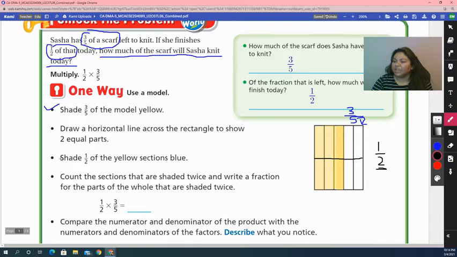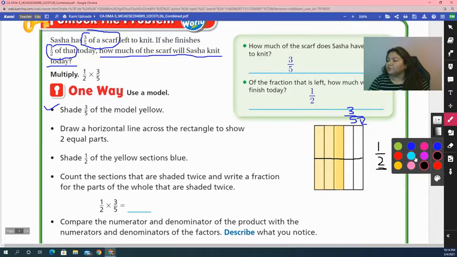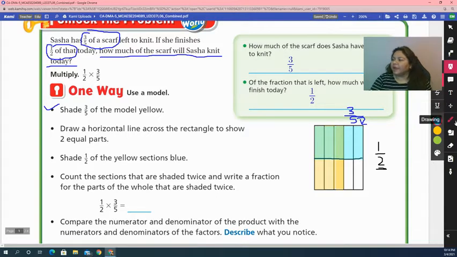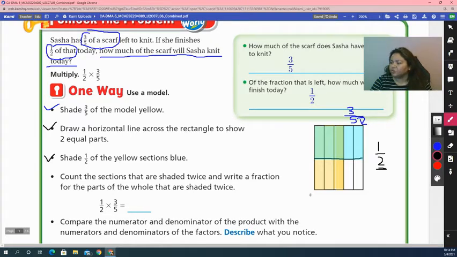That's why I want 2 equal parts. And now I'm going to shade a half of the section. So I'm going to shade from my rows 1 out of 2 because that's a half. I'm only going to shade 1 out of those 2. So I'm going to pick a different color to shade. Let's use the blue. There you go. Okay, so I have drawn the line to show a half, and I have shaded 1 out of the 2 to show a half.